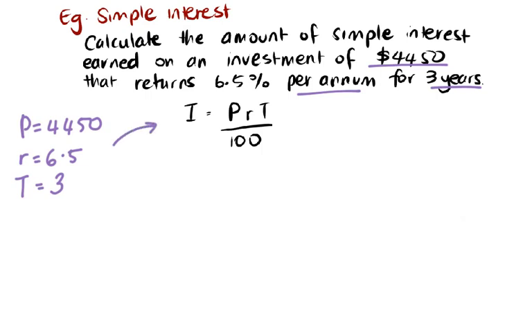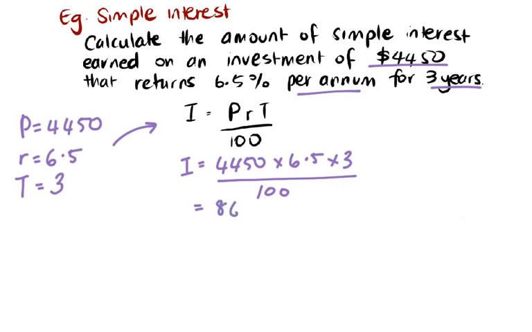So right now I've been able to get all these values straight from the question. And what I'm going to do is substitute those values back into our simple interest formula. So I equals 4,450 times 6.5 times 3, all divided by 100. Make sure that if you are putting this into your calculator, you put all of the values that are in the numerator first and press equals and then divide by 100. And you should get 867.75. So the simple interest that is earned here is calculated to be $867.75.